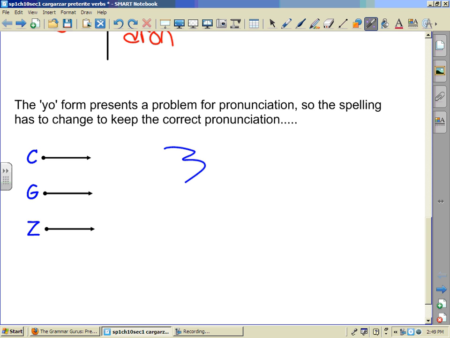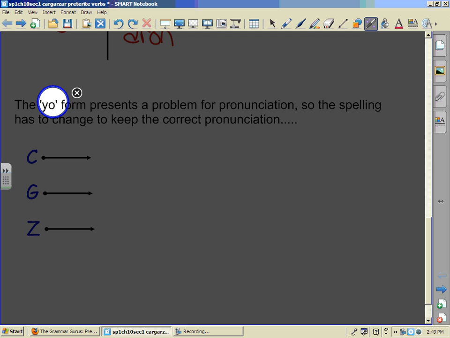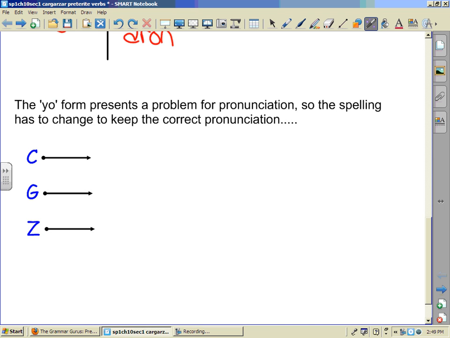Let's take a look at page 354. If you're looking at the online book, you can look at 354 too. Now, I've got to say this again, because this is a common error that people make. They want to apply this to every verb in the world. It only works with verbs that end in what letters? CAR, GAR, or ZAR, and it's only the yo form. That's the only form. No other forms.